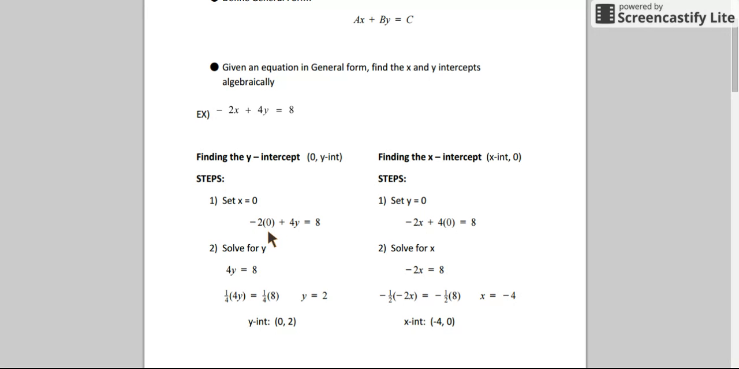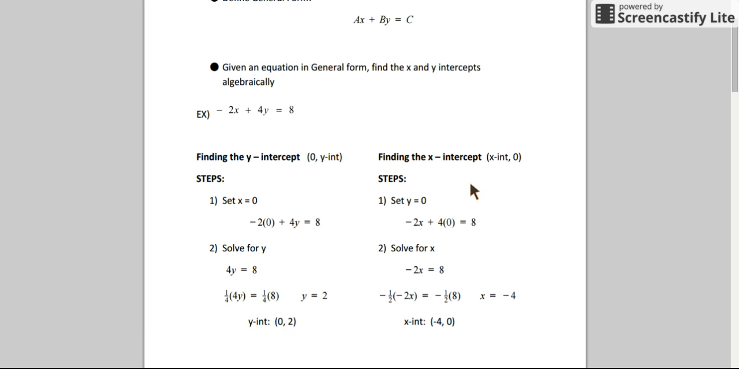That will cancel that term and we'll just be left with the y term, and we can solve for y to get our y-intercept. So to solve this equation, 4y equals 8, you could divide both sides by 4 or multiply by 1/4 and get a y value of 2. So for that equation, if x was 0, y was 2, and that is our y-intercept value.